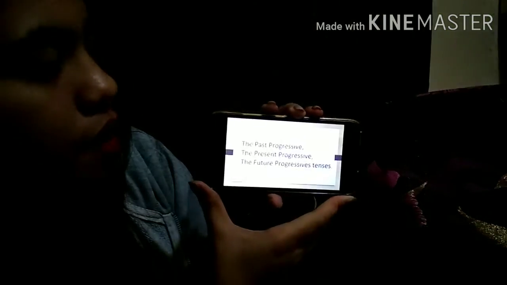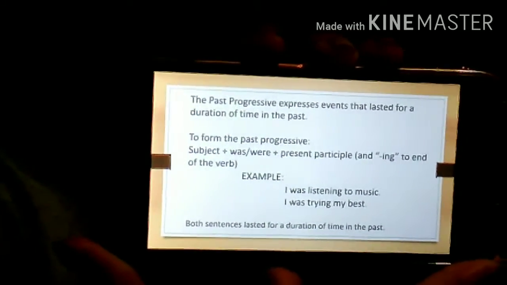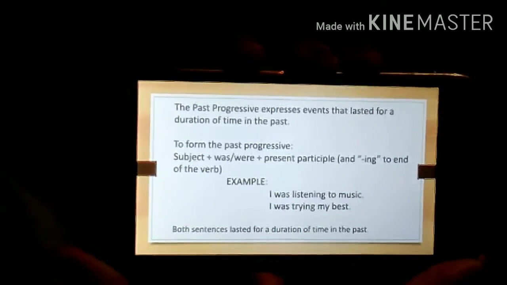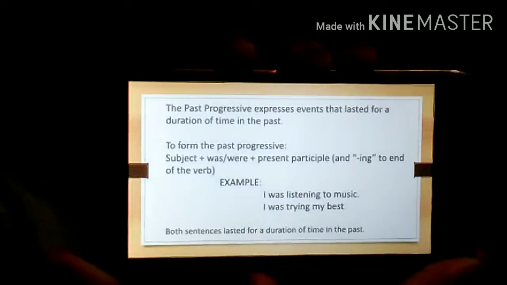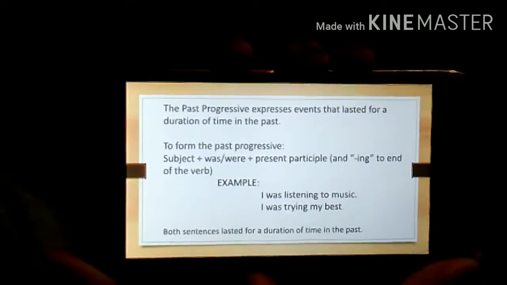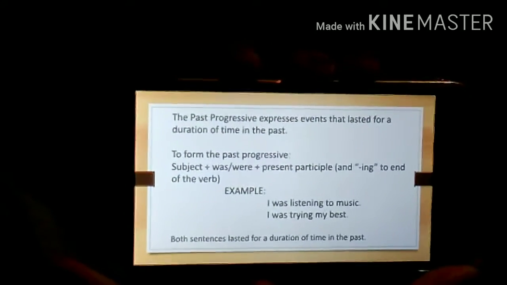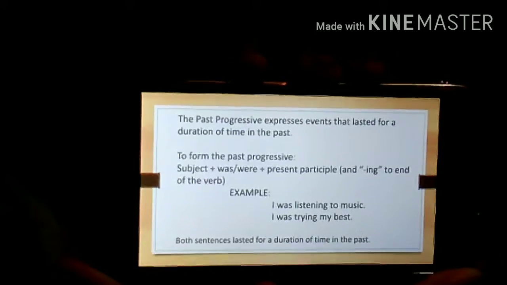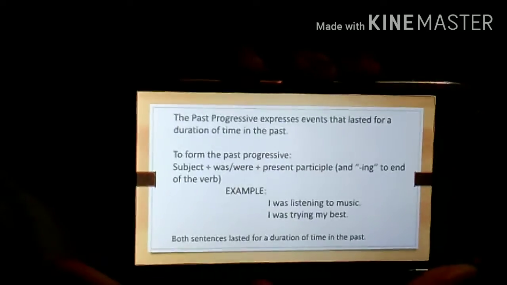First, the past progressive. The past progressive expresses events that lasted for a duration of time in the past. To form the past progressive, it should be subject plus was or were plus present participle and ing to the end of the verb. Example, I was listening to music. I is the subject plus was plus present participle, which is listen, plus ing. I was listening to music.